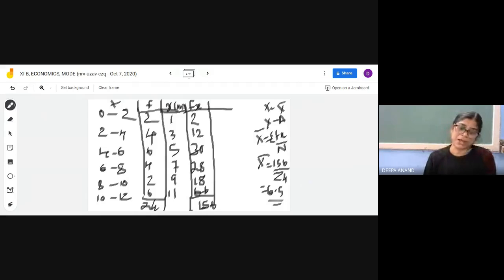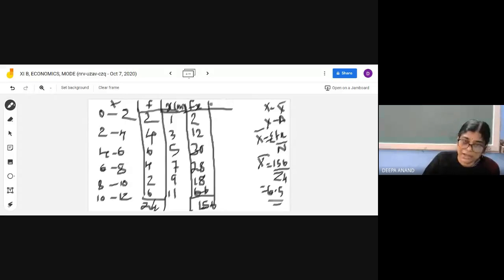For arithmetic mean, what is the formula here? Sigma fx by n, f into every item, that is fx. Every item here means the mid value, because we can't work with the continuous class, we have to find a fixed value. That value is x, f into x. So 156 upon 24, that is 6.5. You got the mean. Now you have to find the deviation.